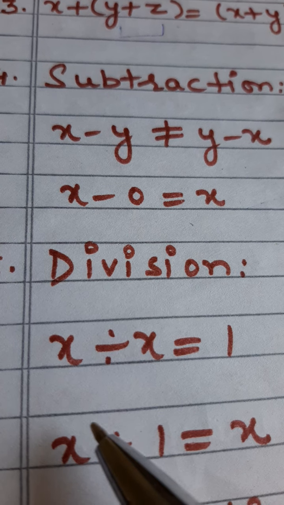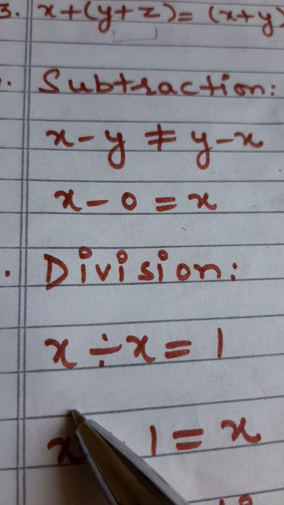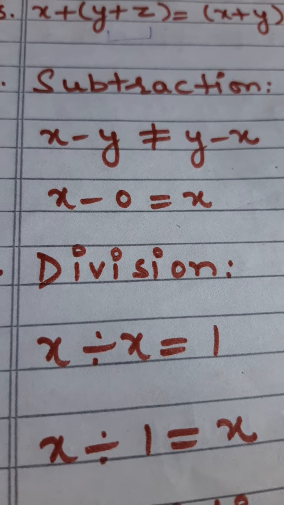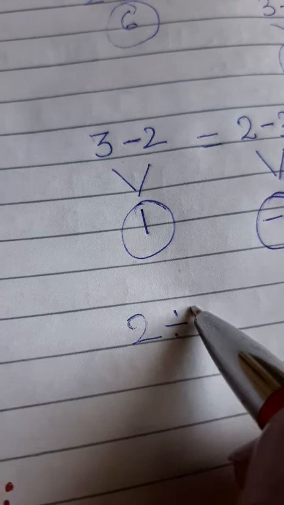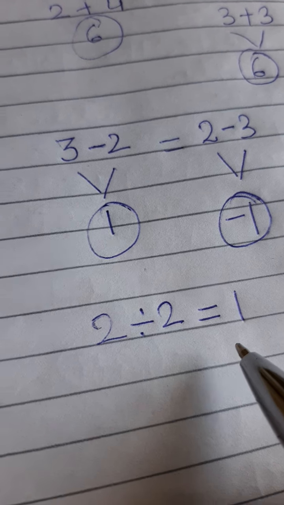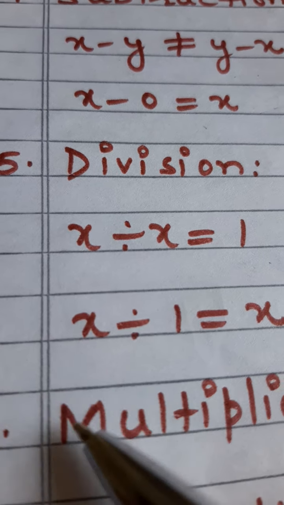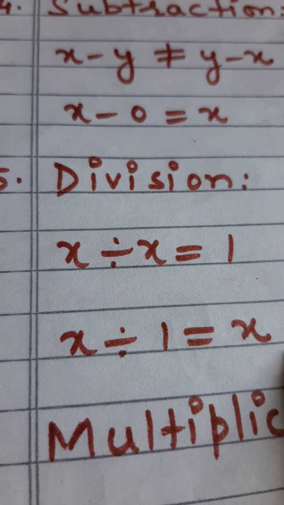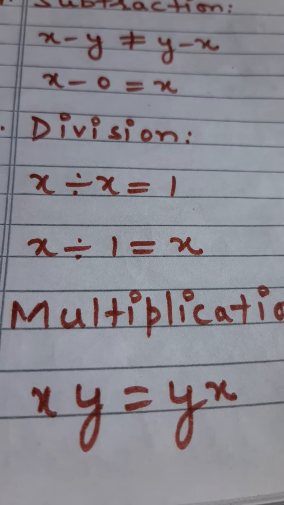In the case of division, if we divide any literal with the same literal number, then the answer will be 1. This is exactly the same as with constants, because if I am dividing 2 by 2, the answer is 1. We all know this. In a similar way, for literals also this is true. If we divide any literal number by 1, the answer will be the same literal number. Right? Now comes multiplication.